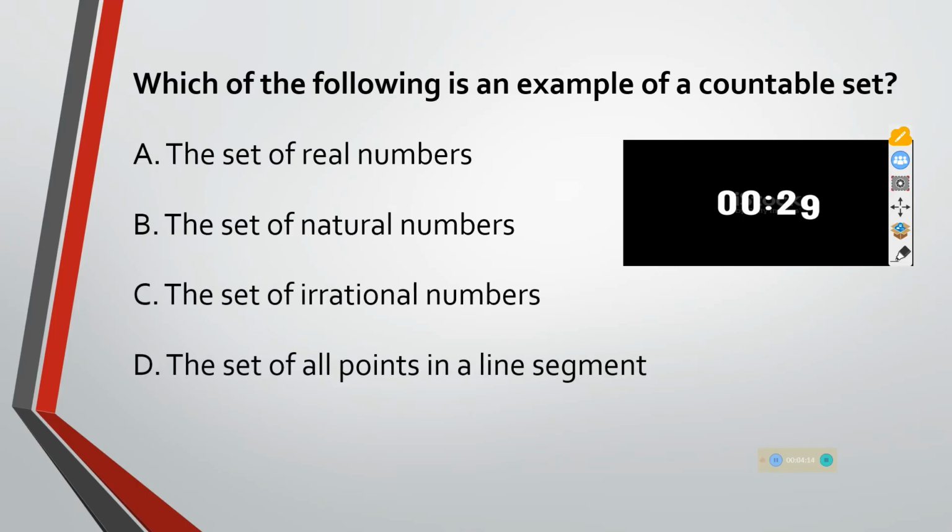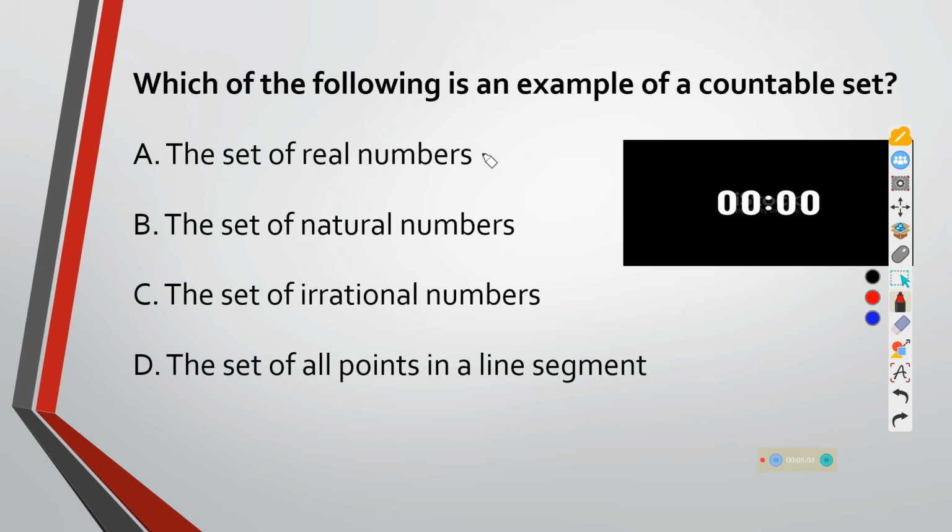You have 30 seconds. The question says, which of the following is an example of a countable set? We have looked at the definition of a countable set. We said the set is countable if it is finite, or if there exists a bijection or a one-to-one correspondence between its elements and the set of natural numbers.